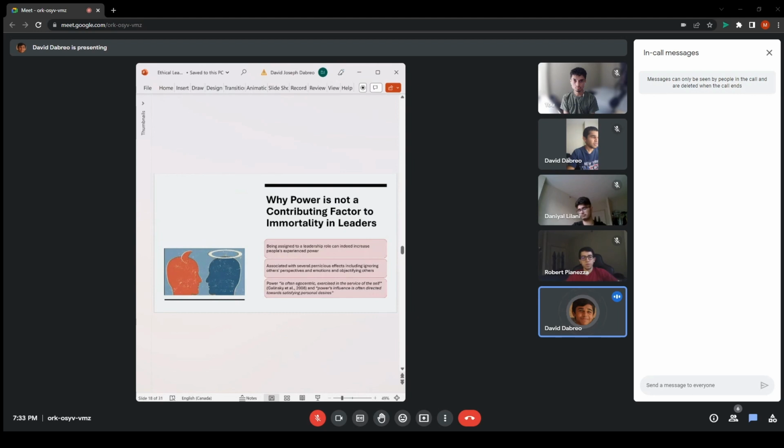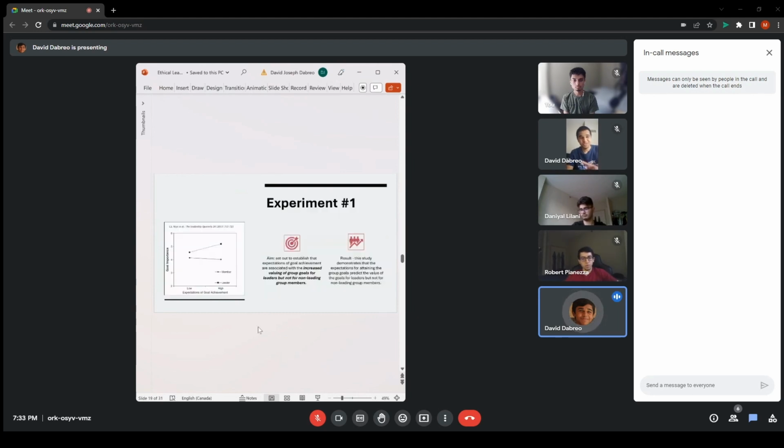The next part was the first experiment that they conducted. This experiment set out to measure an individual's valuations of goals if they were put in different positions. The two positions surveyed were people who were told that they were in a leadership position and people who were told that they were a member in an organization. As you can see in the survey results, those that were leaders had higher importance for goals, and those that were members had a lower importance for the goals.